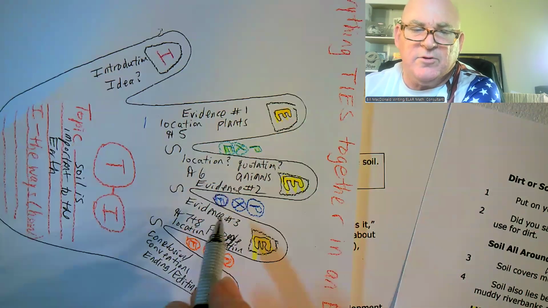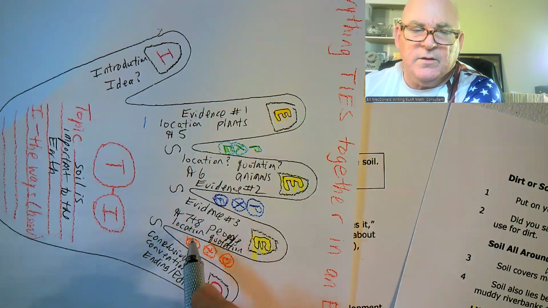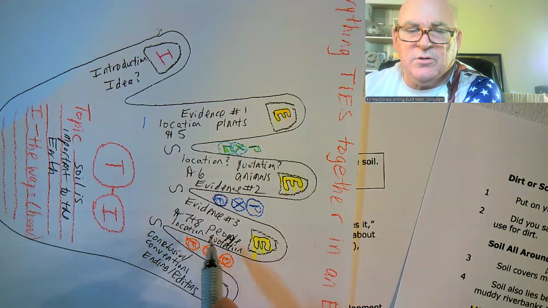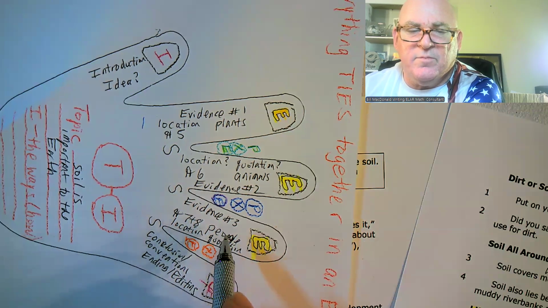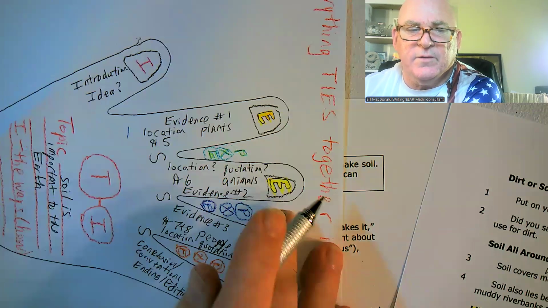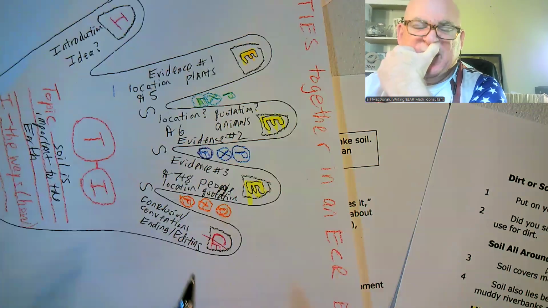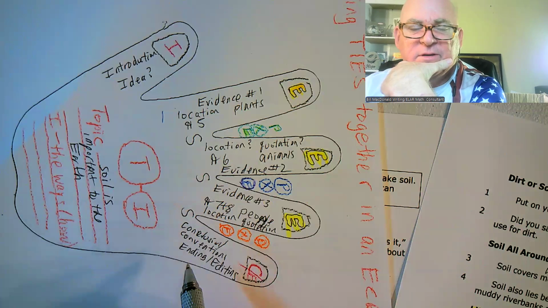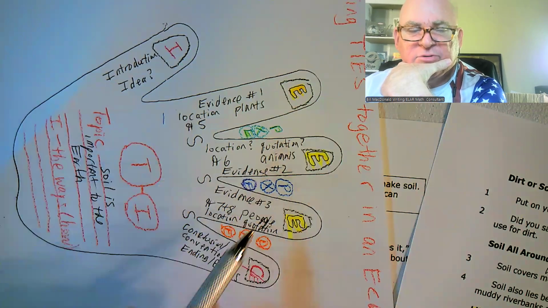And then evidence number 3 is people, the locations, paragraph 7 and 8. You can either put it in quotations, the location, the quotations, and then the actual evidence, or you can tell me the location and you can paraphrase. Okay.